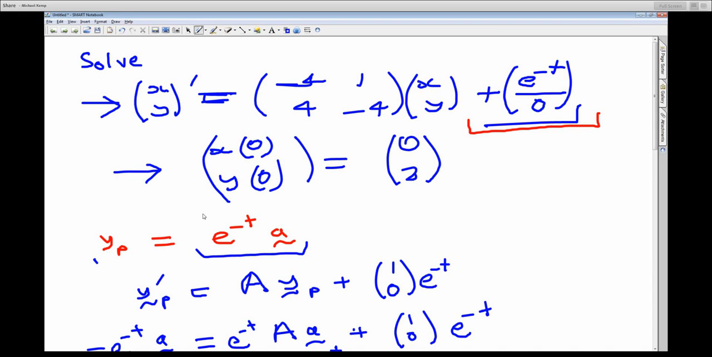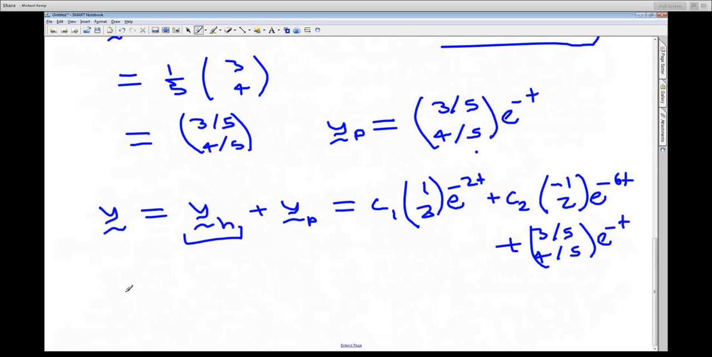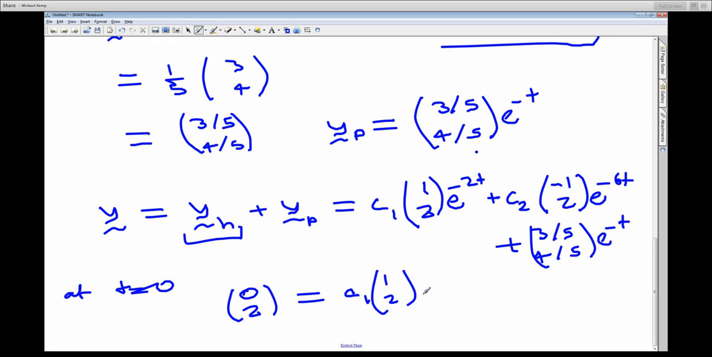All the methods we've introduced so far will produce the general solution as you go through it. And so you need to work out initial conditions in the same sort of way. So what we want is, at t equals 0, the solution is 0, 2. If you plug t equals 0 into all these things here, we end up getting C1 times 1, 2, plus C2 times minus 1, 2, plus 3/5, 4/5.